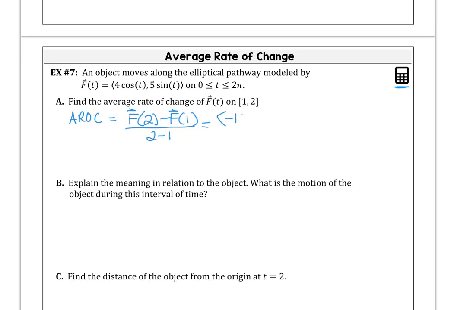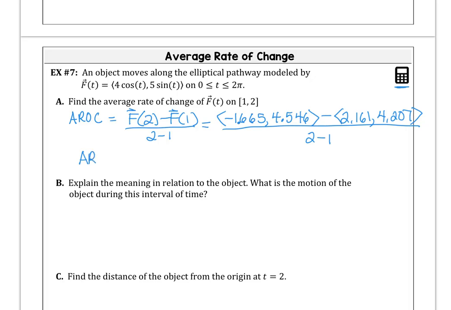So the f of 2, 1.665, 4.546 minus 2.161, 4.207, and 2 minus 1. So our average rate of change is negative 3.826, 0.339. This is a vector.